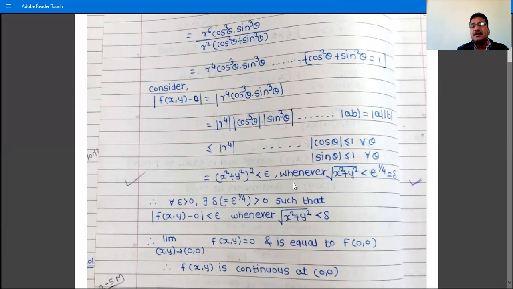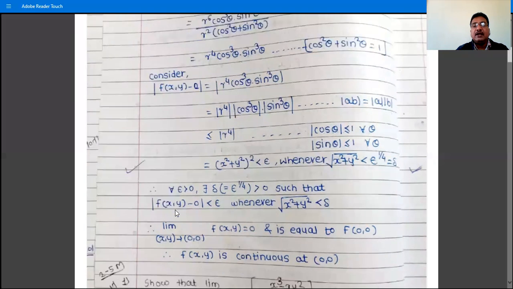root x square plus y square, taking the 1/4 power of both sides, is less than epsilon raised to 1 by 4, the fourth root of epsilon. That is, root x square plus y square is strictly less than epsilon raised to 1 by 4, and this is equal to delta.